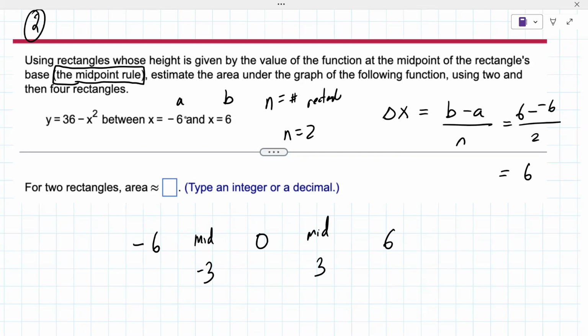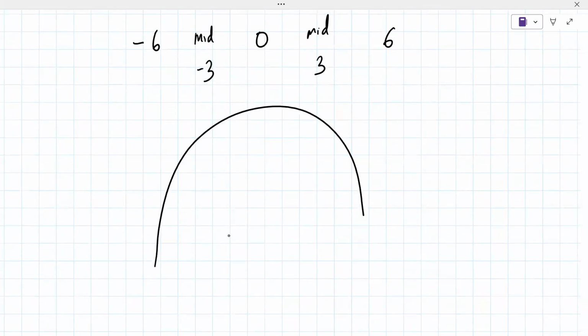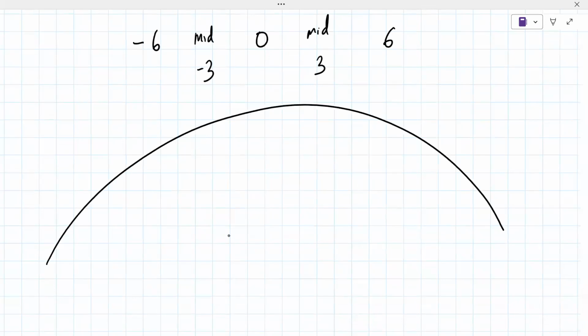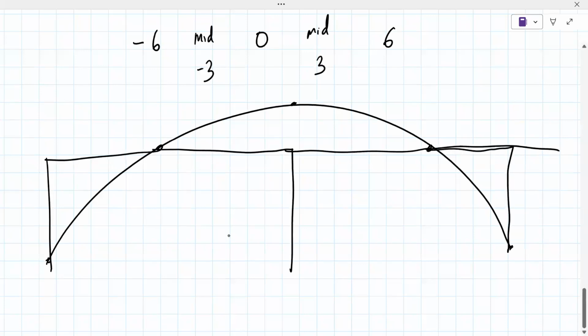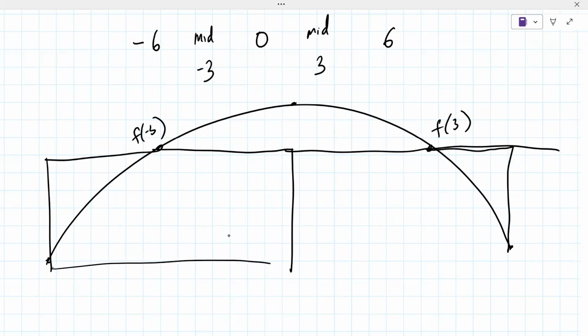I can usually tell if students have no idea when it's in person, but it's not practical here. Anyway, what we're saying here is this curve looks a lot like the one we looked at in question 1. Normally we would look at the endpoints, but instead we're creating a mid rectangle like that, and then a mid rectangle like this. The height of the rectangle is f of -3 and f of 3, which is the same in both cases, and the width of the rectangle is 6.